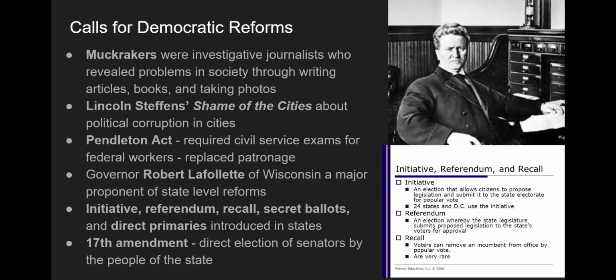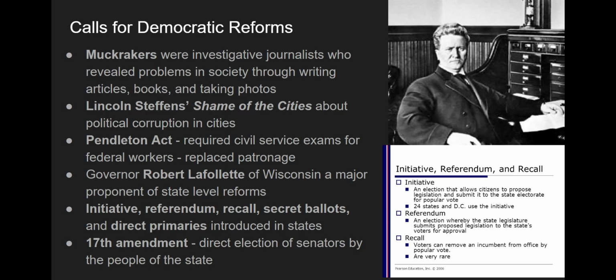So, first of all, we're going to talk about a bunch of these people called muckrakers. Now, literally, if you listen to the sound of that word, raking up the muck. So these are investigative journalists who are digging up the dirt of society. They're exposing these problems through their journalism, which included photojournalism, articles, and books. One famous example is Lincoln Steffens' Shame of the Cities, where he talked about political corruption in cities. We just talked about Thomas Nast.